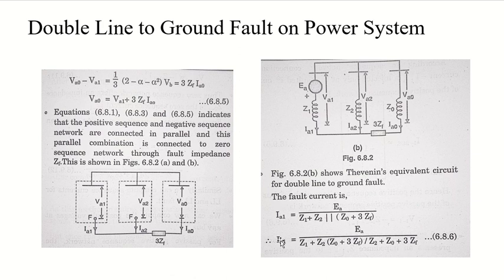So these were your line to line, line to ground and double line to ground faults for power systems. We will keep this lecture till here, and next time we will do some analysis of unsymmetrical faults using bus bar impedance matrices.